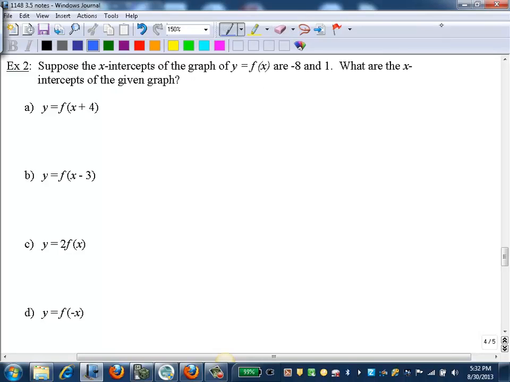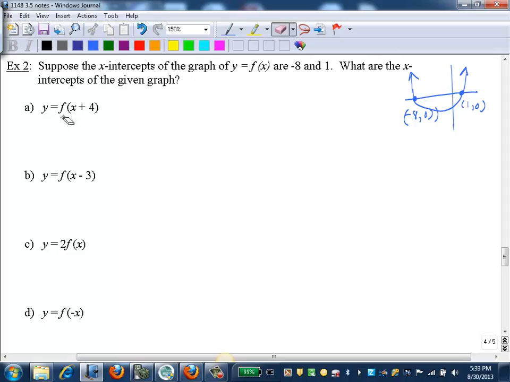So if we drew just an approximate sketch, an example of any graph with x-intercepts of -8 and 1, make it any shape you want. We could make it a parabola, a wide parabola. So just to give you an idea of an example of what this could look like. So we can now use (-8, 0) and (1, 0) as our key points to transform.